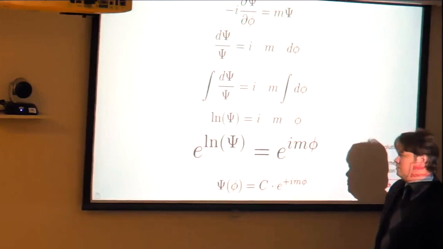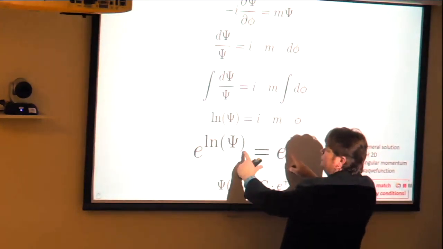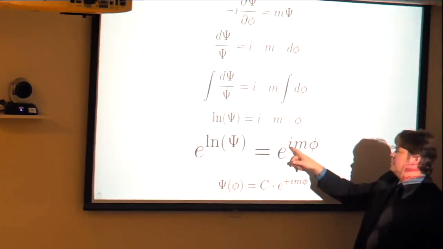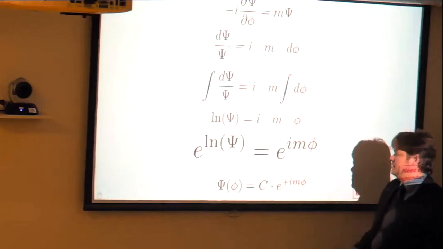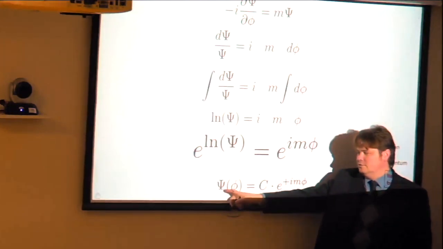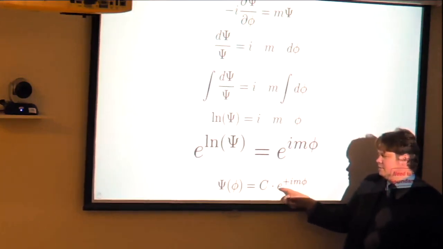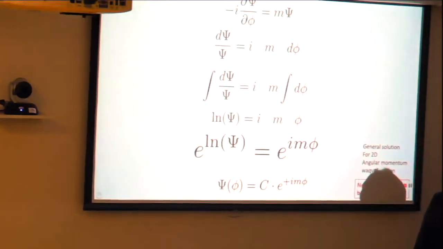And then by our favorite tradition, we place left and right parts as powers of exponentials. So e to the power logarithm psi equals e to the power i, the dimensionless eigenvalue m, times phi. And the exponential of a logarithm is the function itself. So psi of phi equals a normalization constant times e to the power i m phi. Do you see any difference from a plane wave? I don't. In the mathematical sense, it is the same as a plane wave in free space.